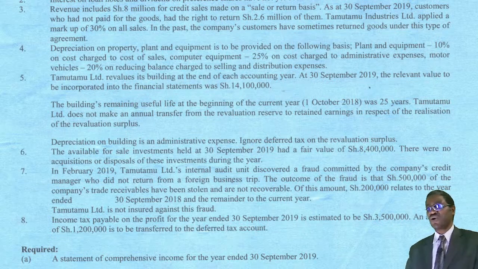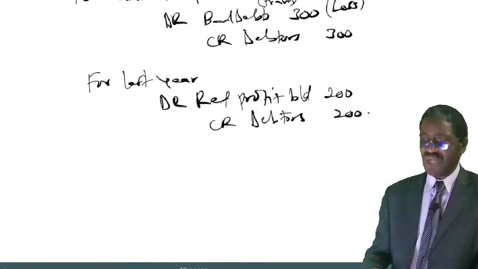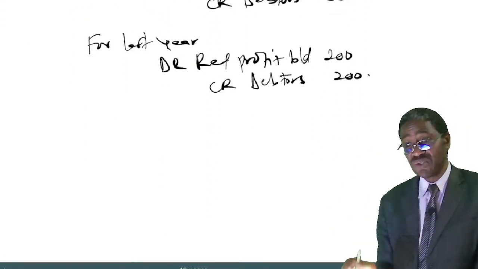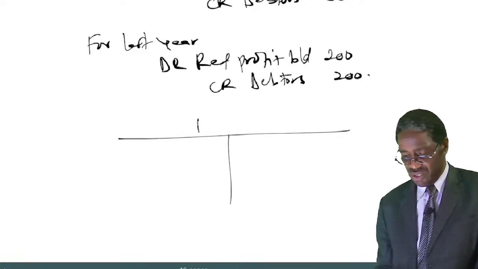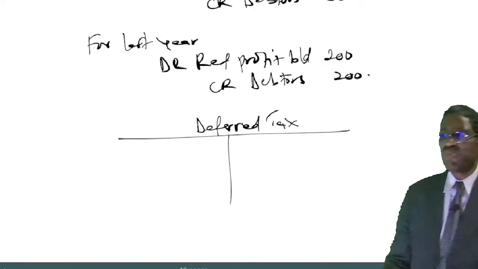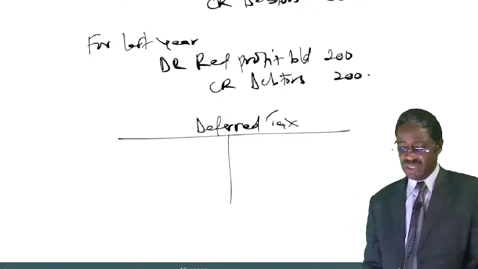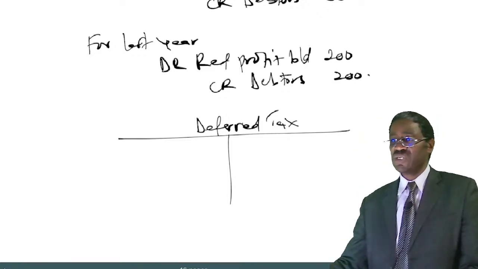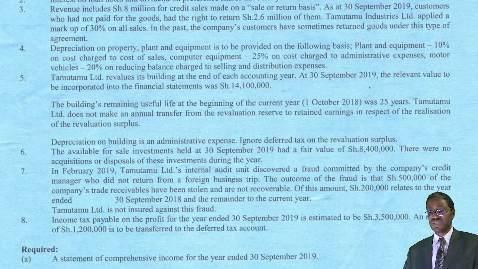So maybe we can open that account called deferred tax. We want to transfer 1.2 million to that account. So make it about 3 lines. Open an account called deferred tax. We normally have to bring down the original balance first. According to the trial balance, what was the original deferred tax balance? Let's go to the trial balance and find out.